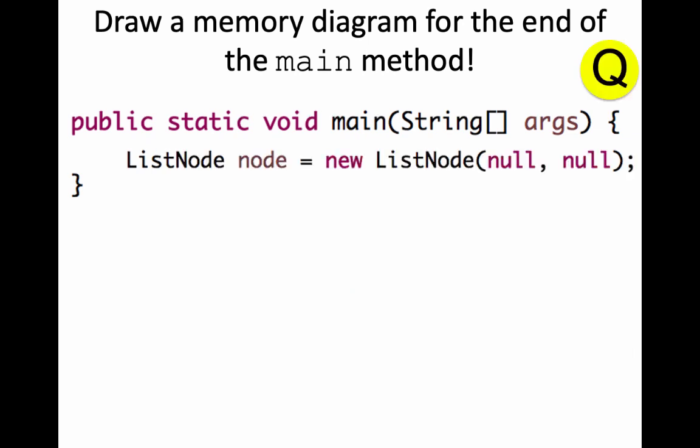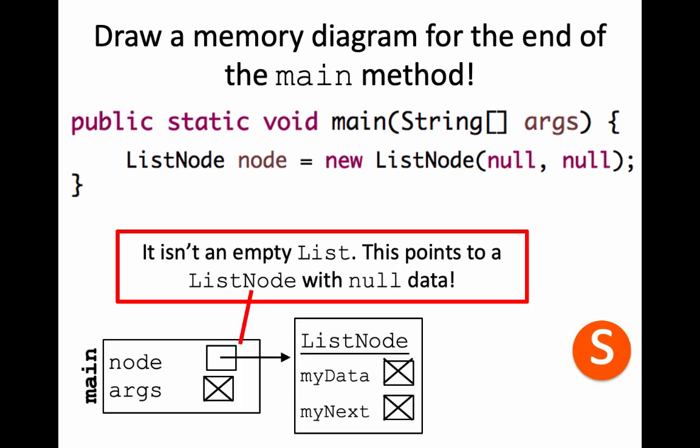Okay, the next one, I want you to draw a memory model here. Again, please pause it. And you might need to refer back to the ListNode constructor, which took in the data type. That was the data that it was going to store, and then the myNext value. So whatever the next list node should be. So pause it and draw this memory model. Okay, the really important thing here is that that variable node is a list node, and it is not an empty list. It is just a list node where the myData and the myNext are null.